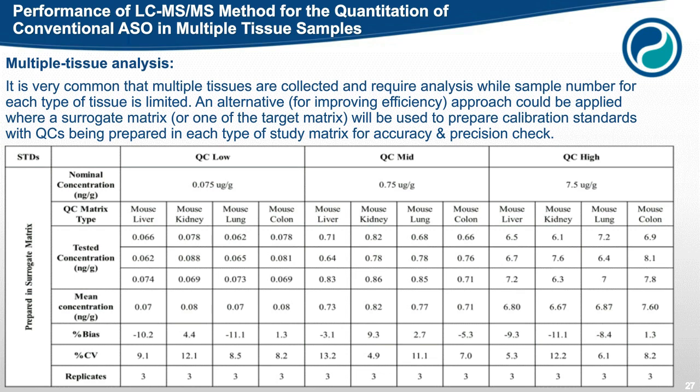In some projects, we analyze the same oligonucleotides in 15 tissue types, and the results are good. Here, we just show the QC accuracy and precision from 4 different tissue types. We can see the QC bias and CV are all within the acceptance criteria.